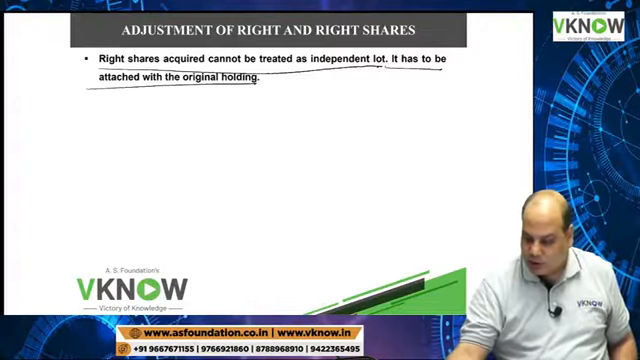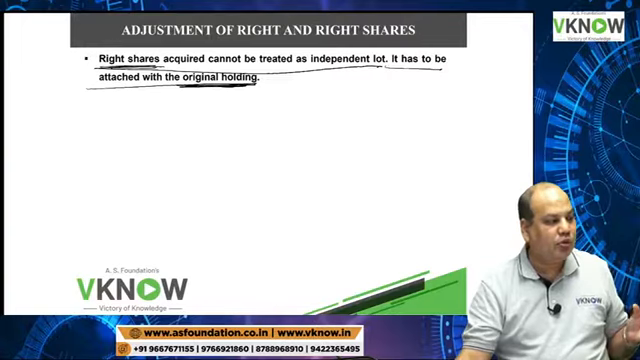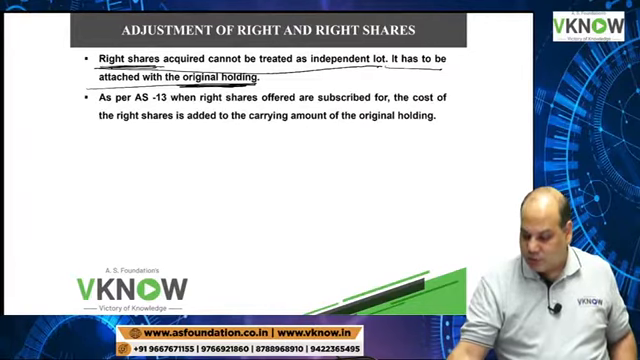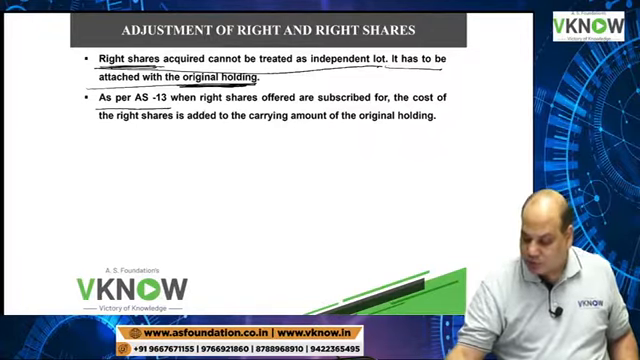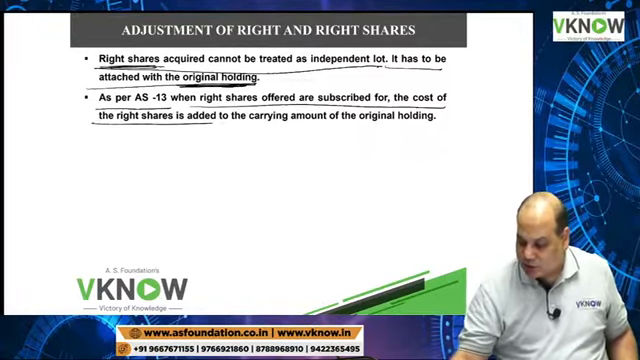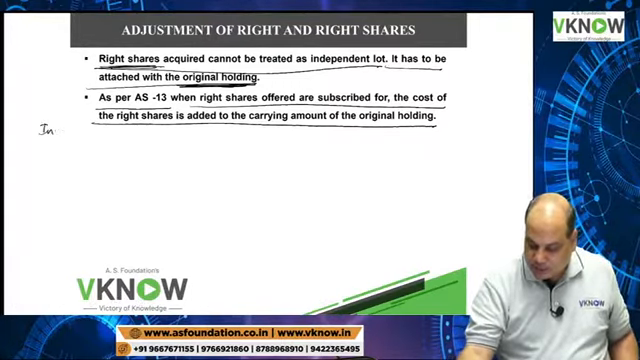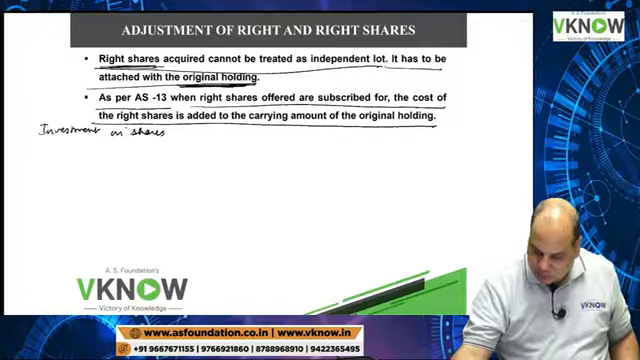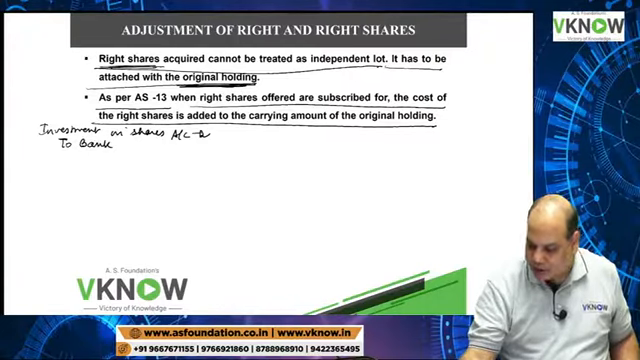What does it mean? It means there is some connection between the original holding and the right shares, because you were holding the shares previously, you got the rights. So when the right shares are purchased, it is just like another purchase, and you will add it to the carrying amount of the original holding. The entry is as usual. When you purchase the right share, the accounting entry is like any other entry.